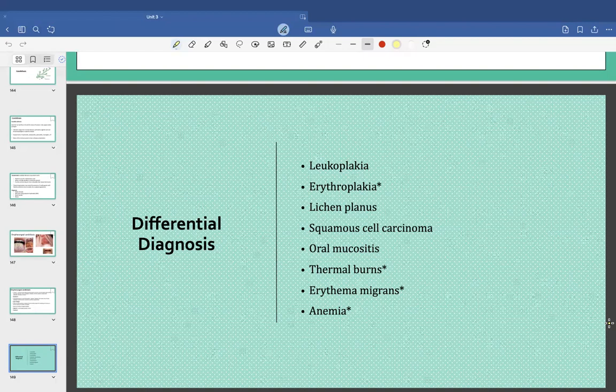The ones with the asterisks are for the more erythematous type of candidiasis. So you can have an erythroplakia. You can have a thermal burn. Your pizza was too hot, or you sipped your coffee and it was too hot, and it left a red mark in there. So there are things that look very similar. Erythema migrans and anemia are all part of your differential when you're trying to work up these patients.